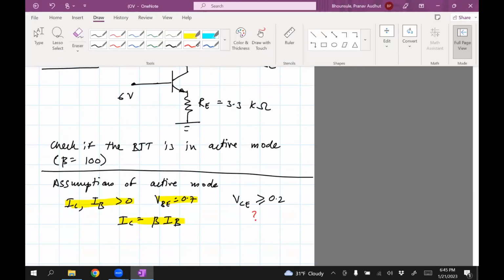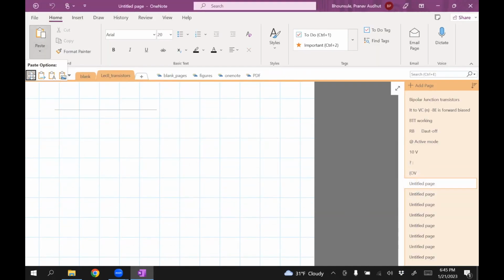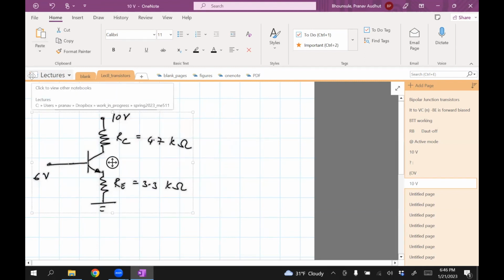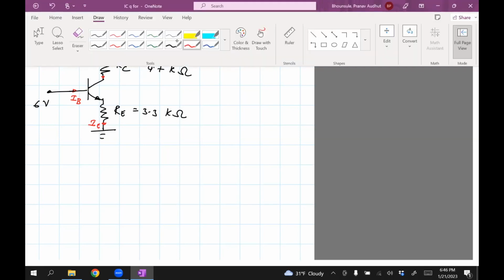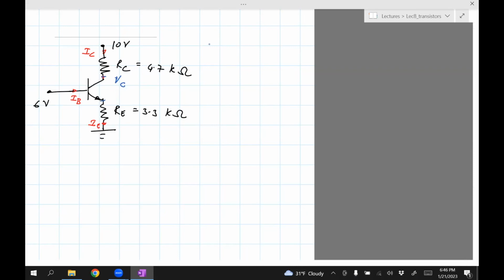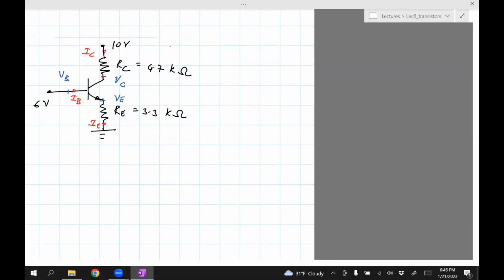Okay, so let's copy this. This is problem 2. Let's copy this because we're going to add a few things to it. So let's add the different currents first: IB, IC, IE. Let's add the voltages: VC, VE, VB. And as I said, we are very much interested in computing what VCE is, or VC minus VE is.